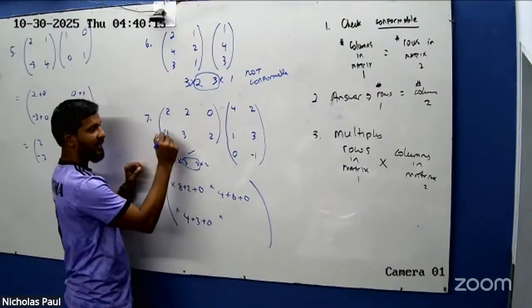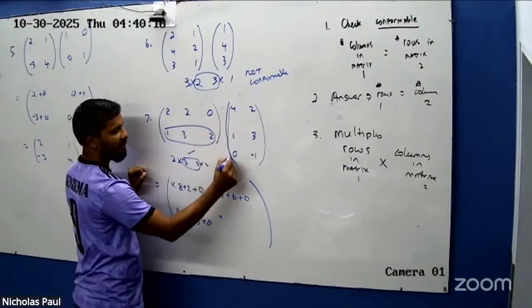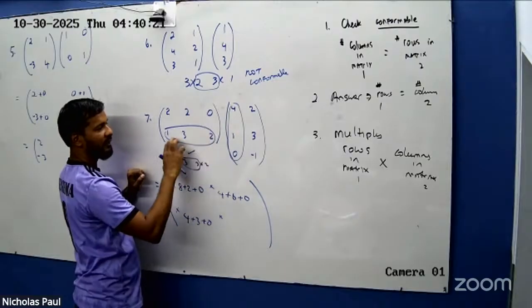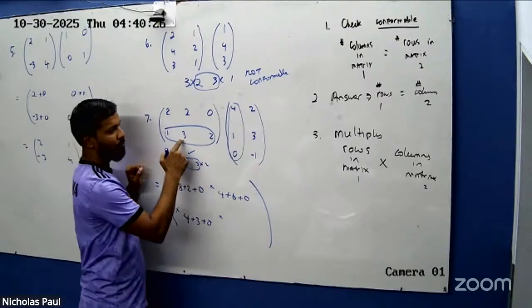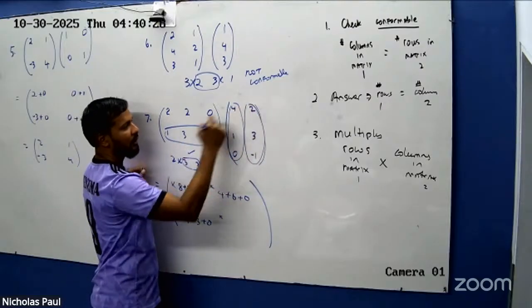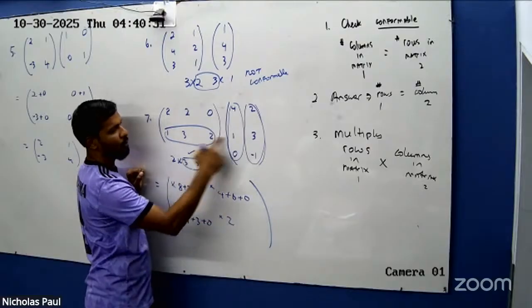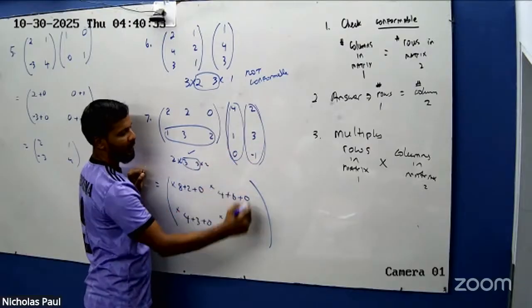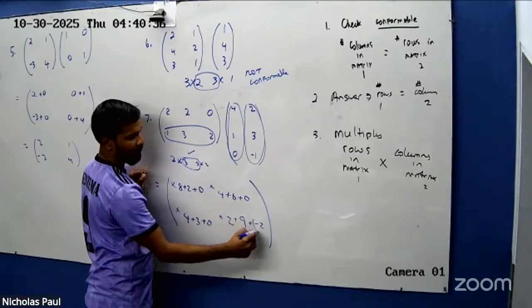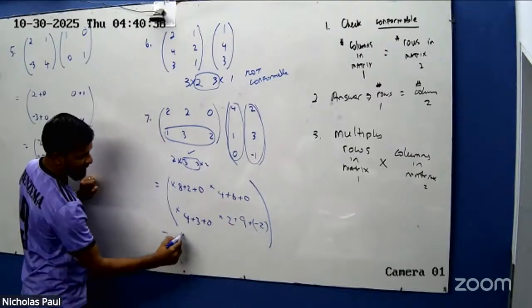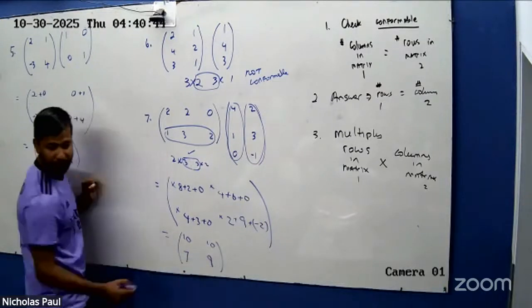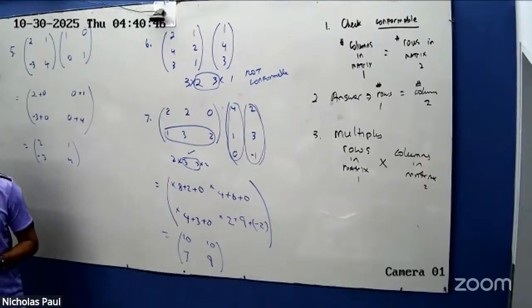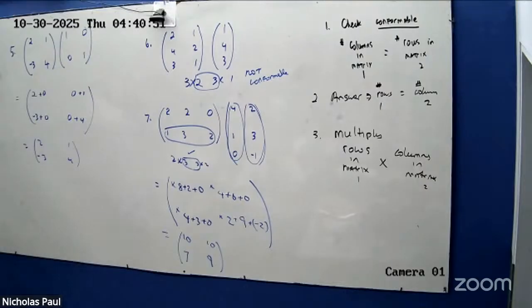So you recognize that here and here have the same number of values, right? So 1 by 4, 3 by 1, 2 by 0, then add them up. Now this row by this column, 1 by 2, 3 by 3, 2 by minus 1. Add them up. My final answer is 10, 10, 7, 9. You okay with that? Good?